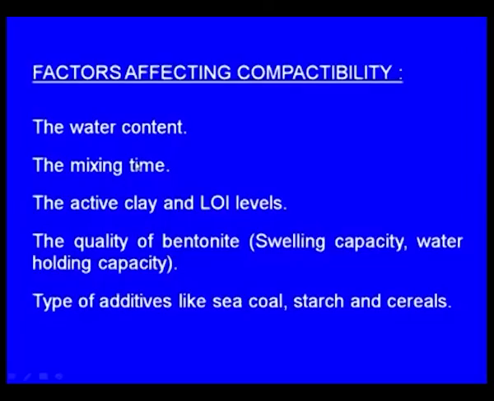Factors affecting the compactability: water content. The second factor is the mixing time or the mulling time. The third factor is the active clay and the LOI levels, meaning loss on ignition. Next one, the quality of bentonite. Next one, the type of additives like sea coal, starch and cereals. So, these factors influence the compactability.